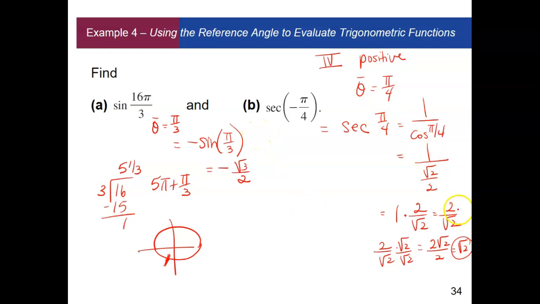One thing I wanted to mention is WebAssign will accept your answer like this. I've said this before, but some of you that are going to go on to further maths like calculus, being able to rationalize these is important. So I would suggest continuing to practice with rationalizing these expressions.